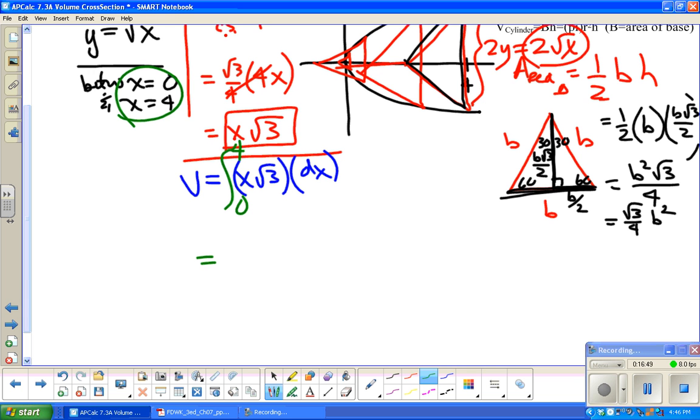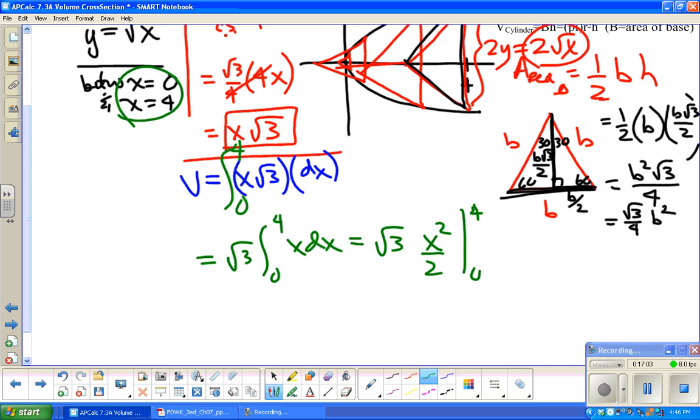I can bring the square root of 3 out, and I don't have to worry about it. So this is going to be equal to the square root of 3, and then the antiderivative of x is going to be x squared over 2, and we will evaluate that from 0 to 4. So this is going to be 4 squared, so 16 square root of 3 over 2 minus 0 squared times square root of 3 over 2. So I'll call that 8 square root of 3, and again, this is cubic units.